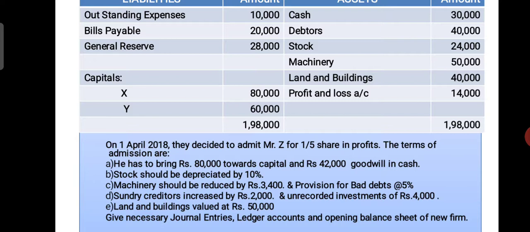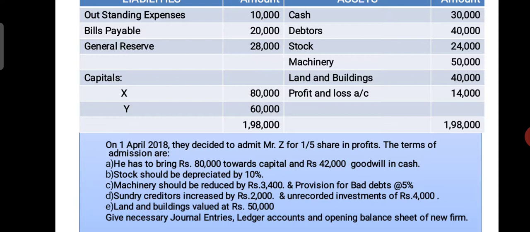And what does he bring when he enters into the business? Yes, your answer is correct. He brings capital, his share of capital rupees 80,000, and goodwill rupees 42,000. Total of 1,22,000 he brings into the business in cash. And stock reduced by 10%. We calculate at the rate of 10% on stock. That amount should be reduced from the stock value.